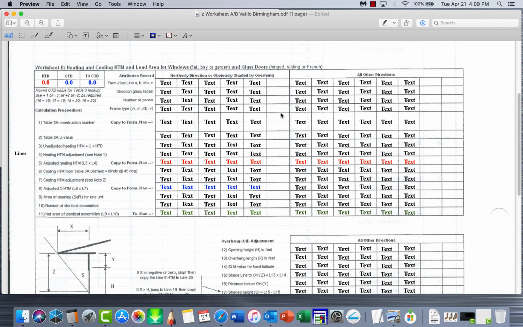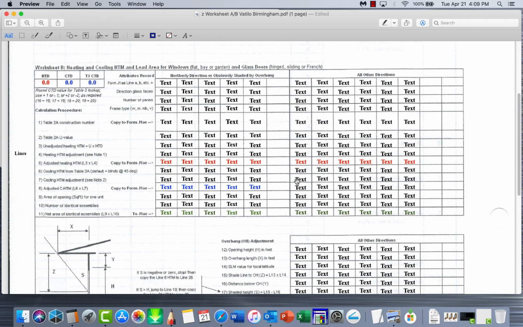Now these are for windows that are either on the north side of the house or are completely shaded. This could be from buildings, trees, a porch maybe, and the windows up under the porch and everything like that. So if it's obviously shaded for the greater part of the day, you'd want to do the calculation here.